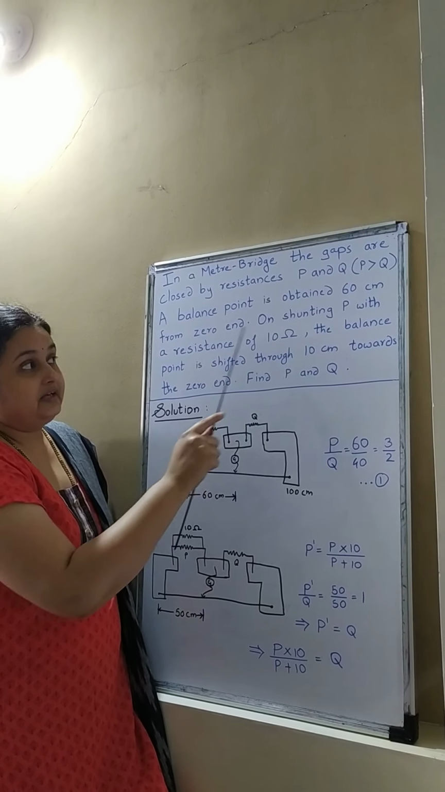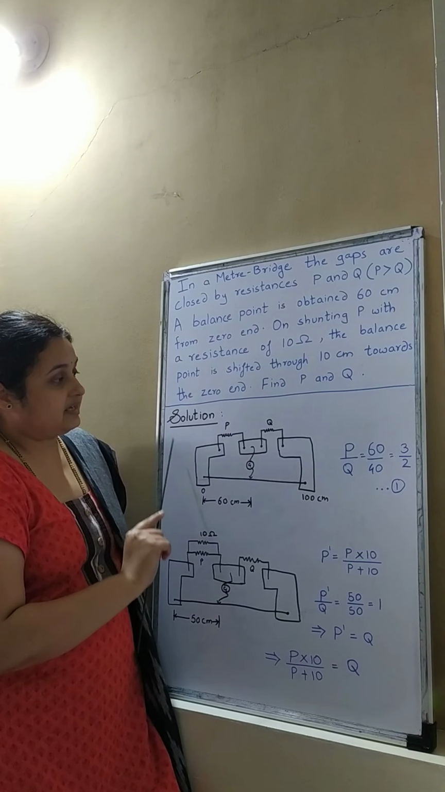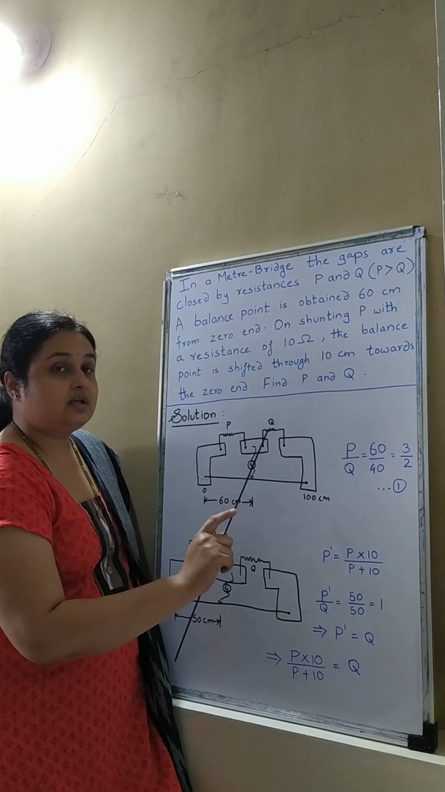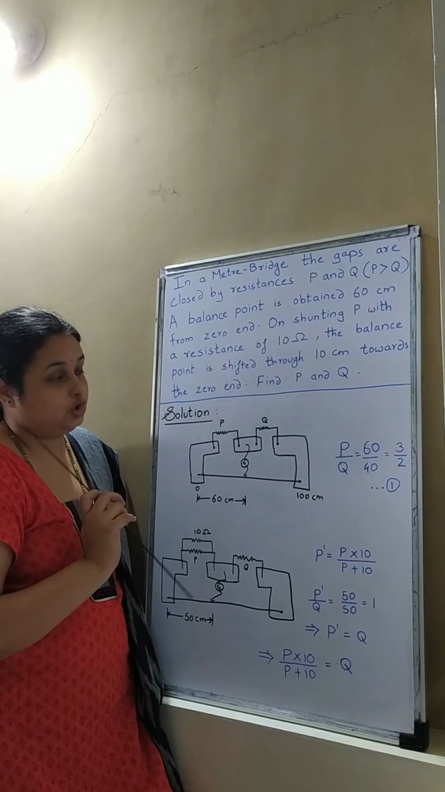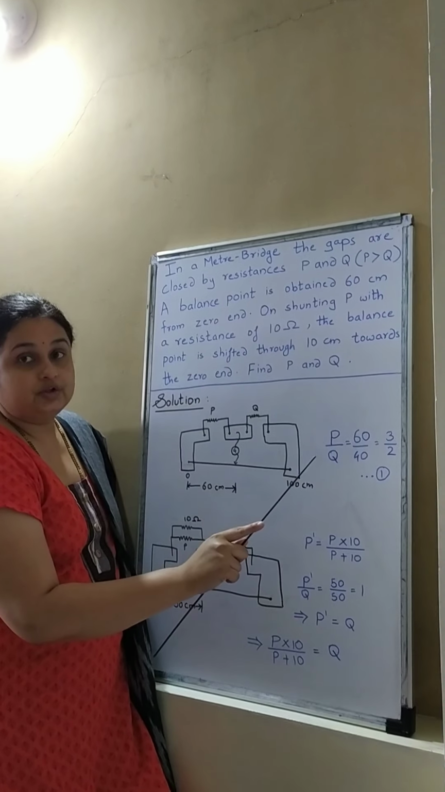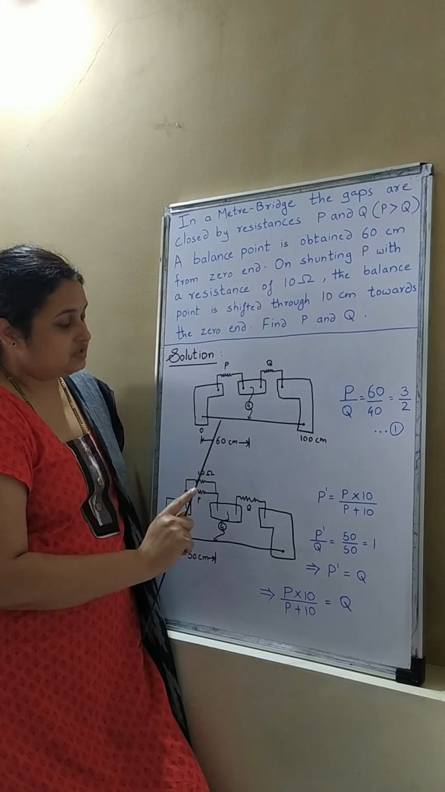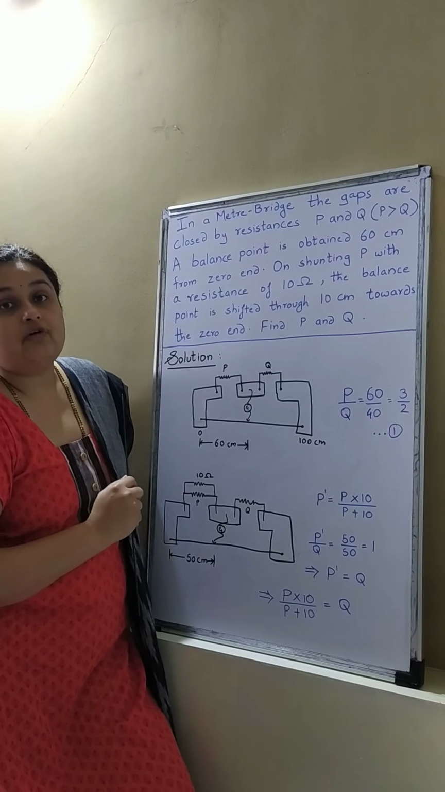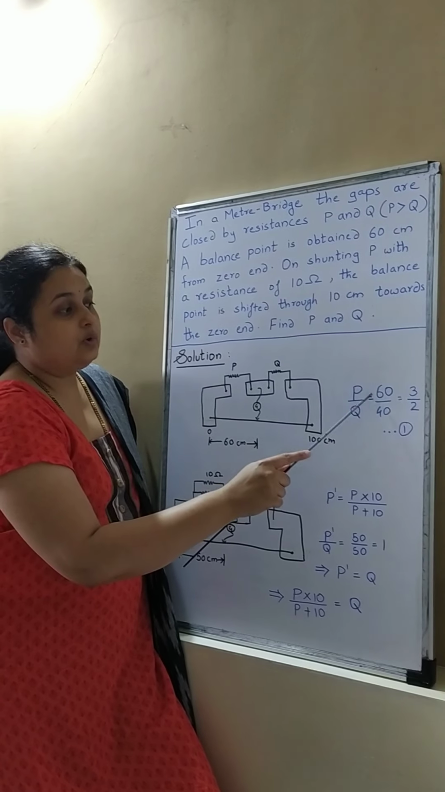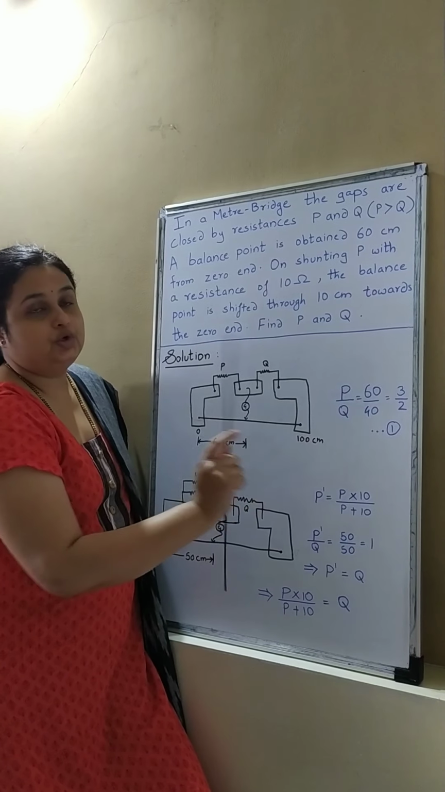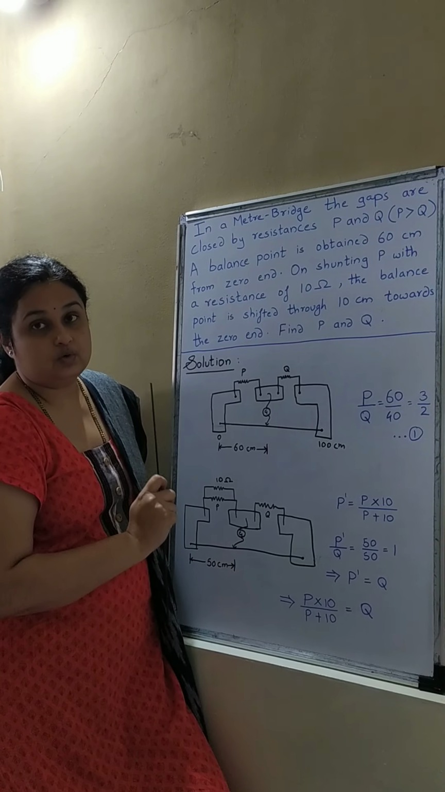So before shunting, what is the equation that we will get? This is the first case where we have just put P and Q in the gaps. We will try to find the equation between P and Q. Now P upon Q is equal to 60 upon 40. This is the condition for balanced bridge network, is it not? So P upon Q is equal to 60 upon 40, that is 3 upon 2. Let's call this our equation 1.